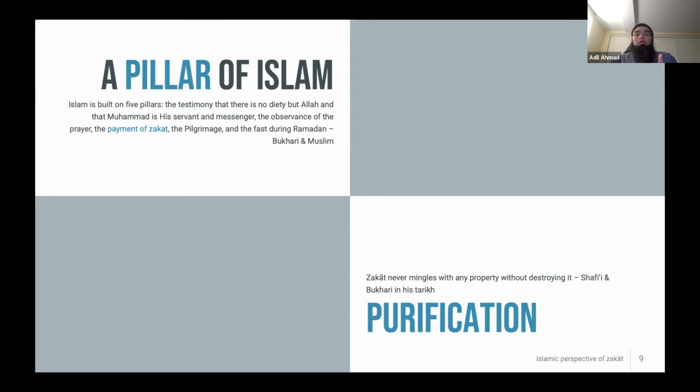But in hadith it is mentioned that zakat never mixes with any property except that it destroys it. Meaning that when zakat is held back with property that it is not meant to stay with, it is not discharged. So it becomes like that rotten fruit. It is meant to be taken away. It is meant to be removed from this body of pure wealth. And it is meant to be discharged and put elsewhere. It has its use. It has its use.